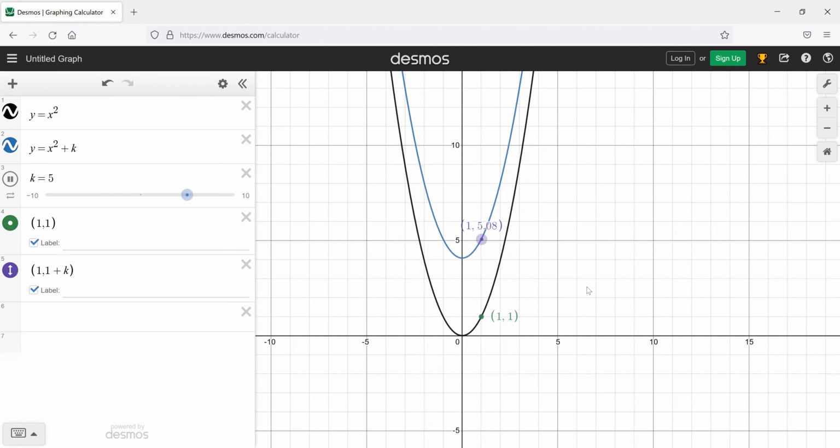Yes, exactly. So to summarize, what you have to be able to do, and let me pause this because it's distracting me, is you have to know that if it's plus a number, it goes up, and if it's minus a number, it goes down. That's not too hard.